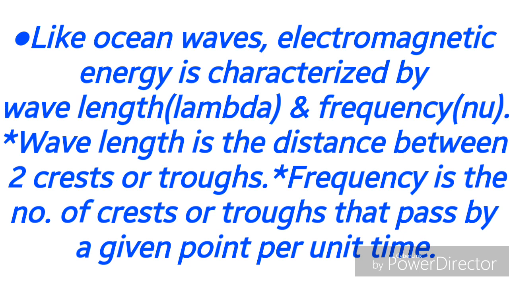Like ocean waves, electromagnetic energy is characterized by wavelength and frequency. Wavelength is the distance between two crests or troughs. Frequency is the number of crests or troughs that pass by a given point per unit time.